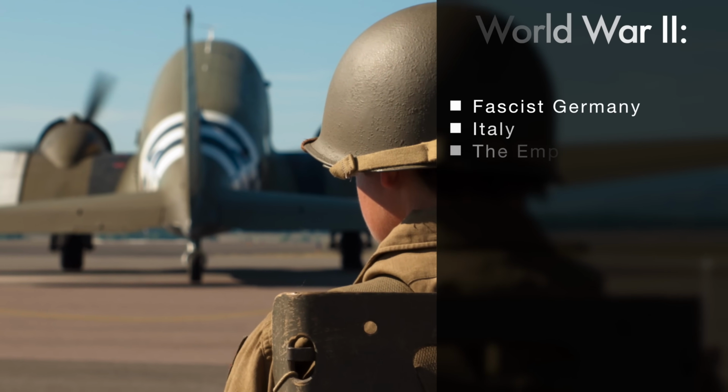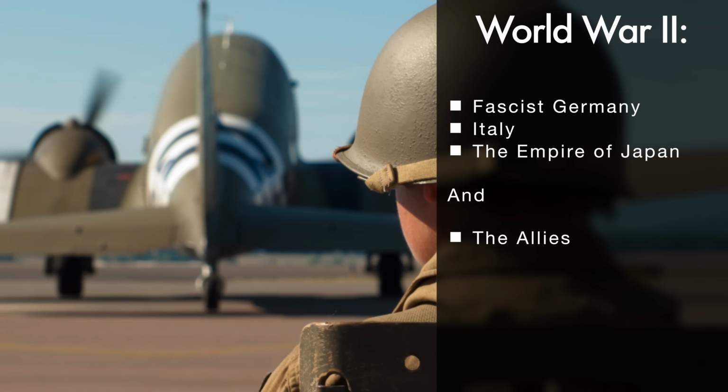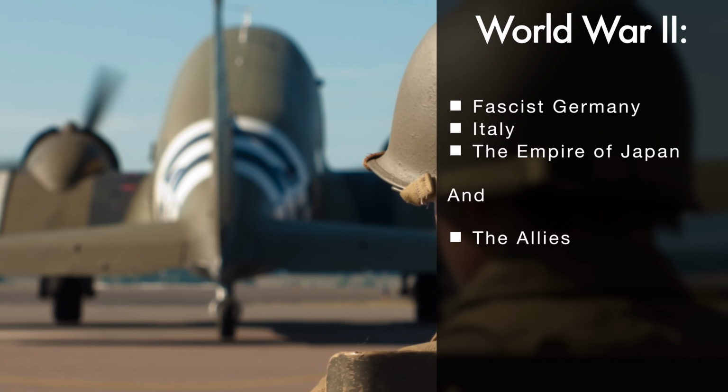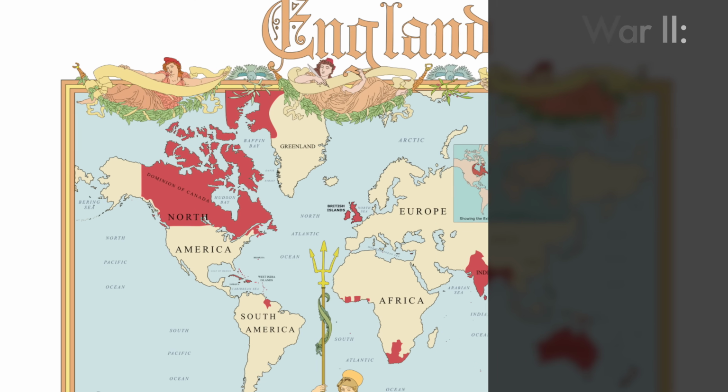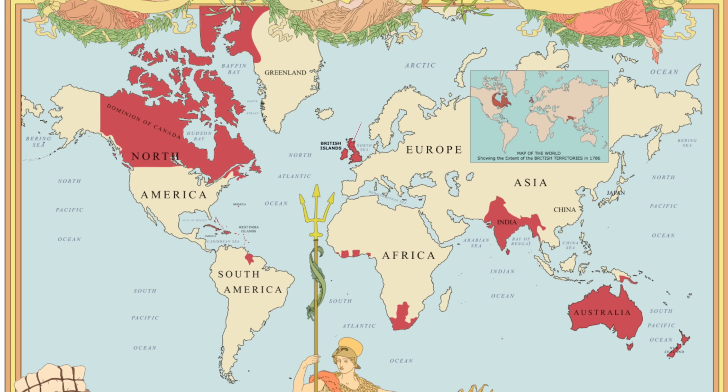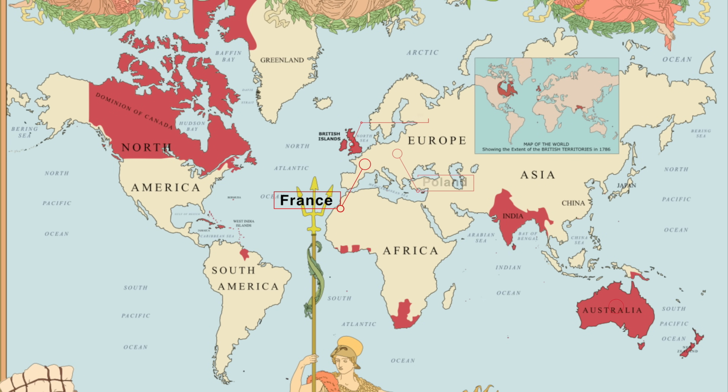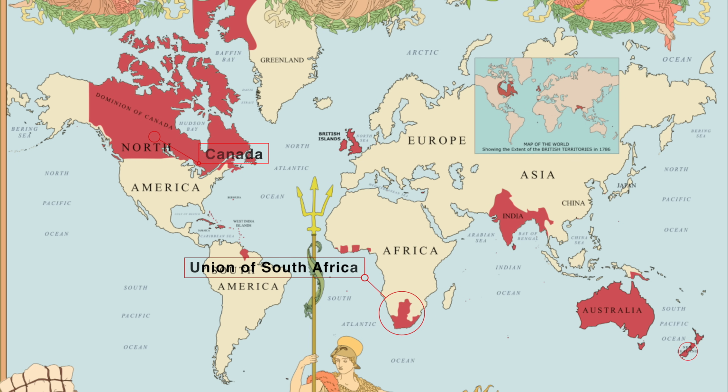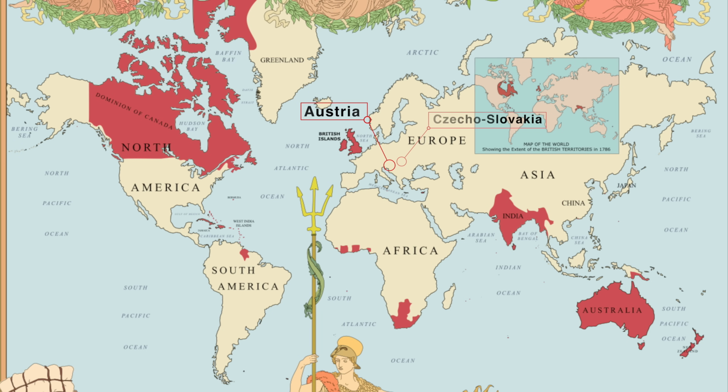The war was initially fought between the Axis powers, Fascist Germany and Italy and the Empire of Japan, and the Allies. The main countries on the Allied side were the UK, France, Poland, Australia, New Zealand, Canada, and the Union of South Africa. Having occupied Austria and invaded Czechoslovakia, Hitler followed his invasion of Poland by taking control of Belgium and the Netherlands. Then, in 1940, German forces defeated Allied troops and advanced through France.